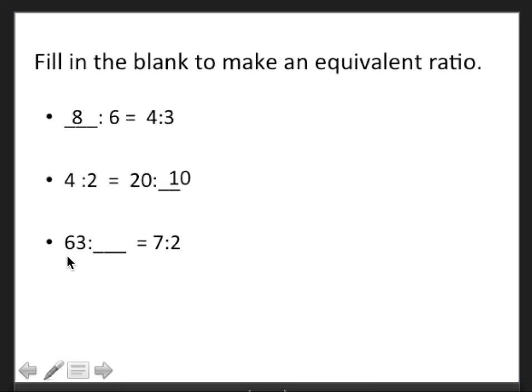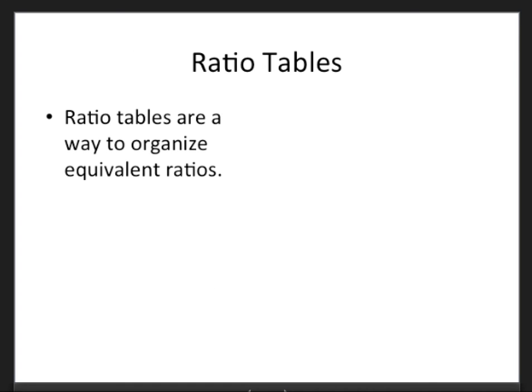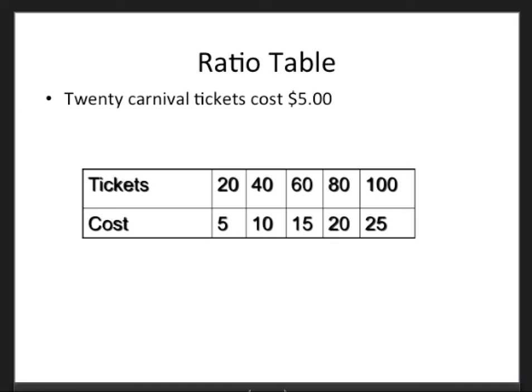On this one, we went from 63 to 7. So 63 divided by 7 is 9, okay? Or 7 times 9 is 63, so 2 times 9 is 18 is your missing number there. So when you're working with equivalent ratios, sometimes it's nice to have a table to organize those equivalent ratios. So here's an example of a ratio table.